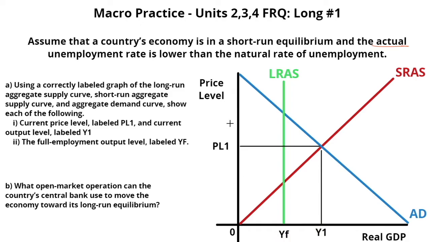You get 1 point for drawing the graph and labeling correctly, and another point for drawing a vertical LRAS to the left of the short run equilibrium. Now let's move on to part B.